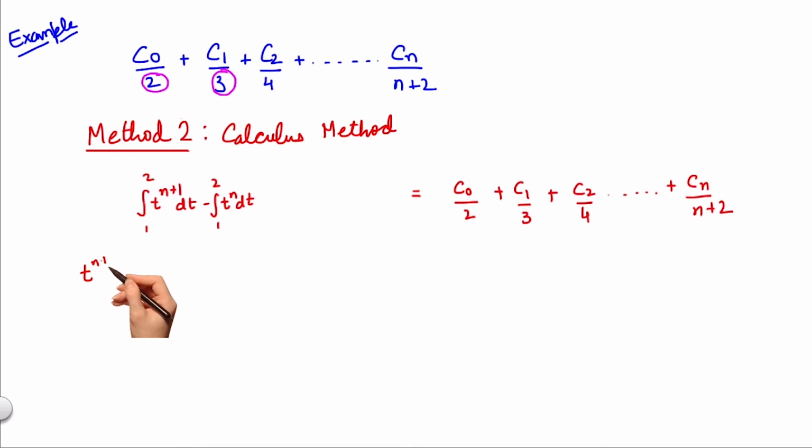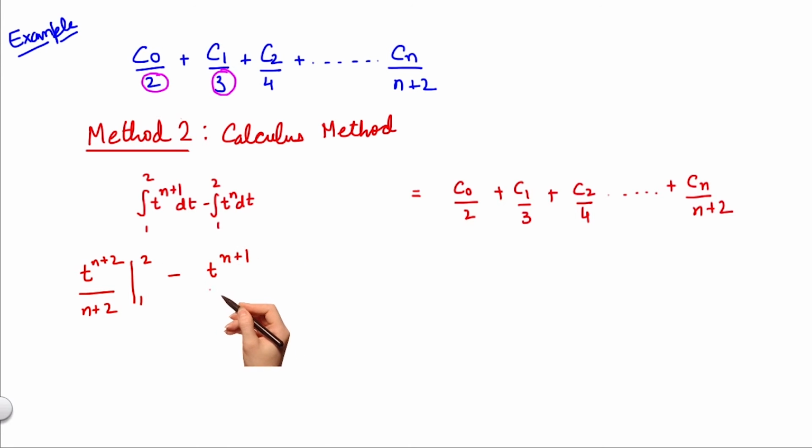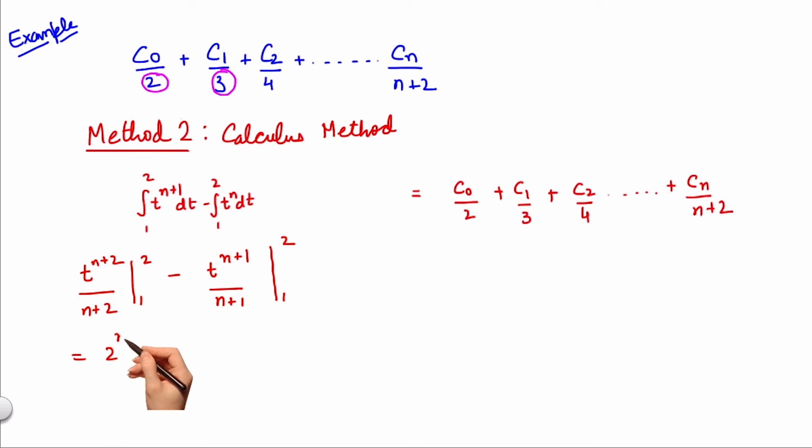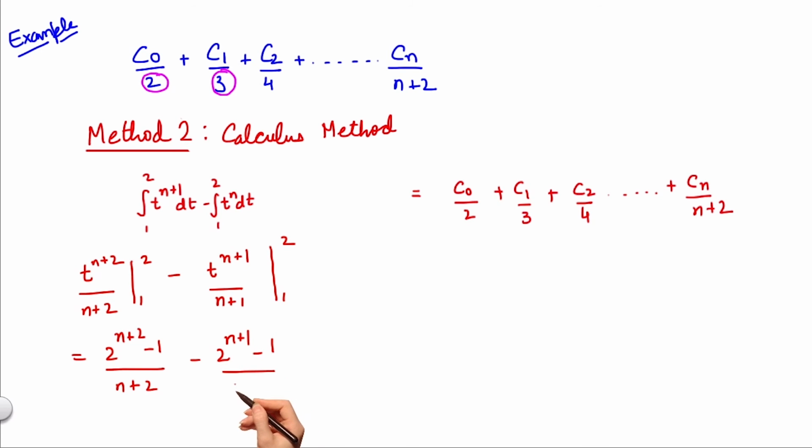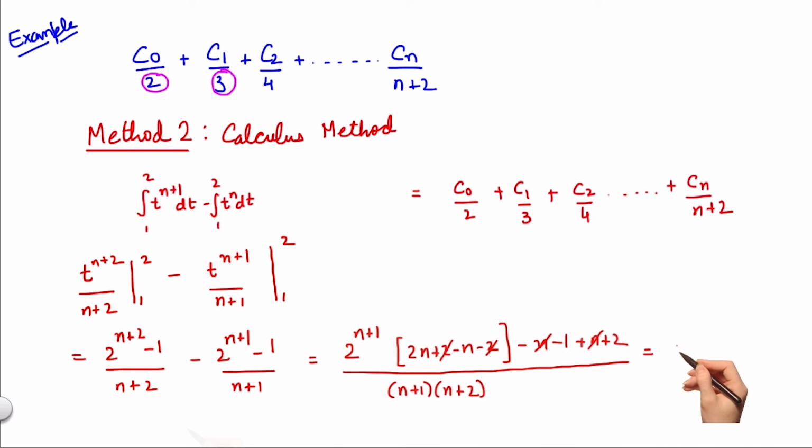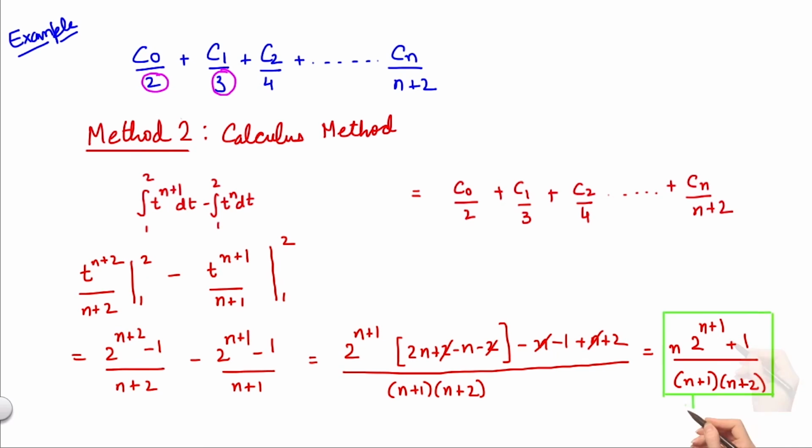The first integral becomes t to the power n plus 2 divided by n plus 2, limits going from 1 to 2, and the second integral becomes t to the power n plus 1 divided by n plus 1, limits again going from 1 to 2. So this would become (2 to the power n plus 2 minus 1) divided by n plus 2 minus (2 to the power n plus 1 minus 1) divided by n plus 1. On solving this further, I get (n 2 to the power n plus 1 divided by (n plus 1)(n plus 2)), which is my required answer.